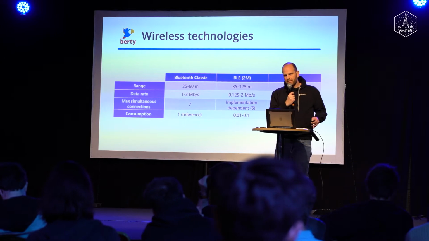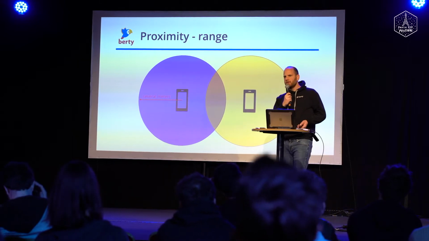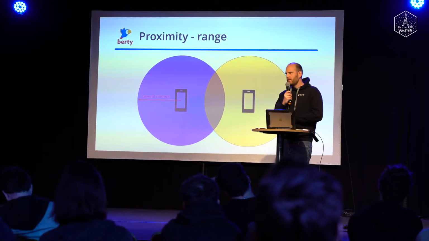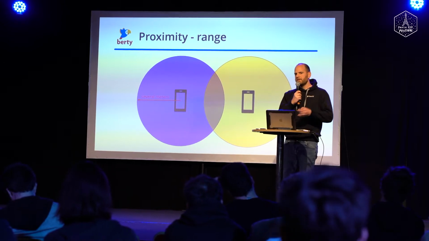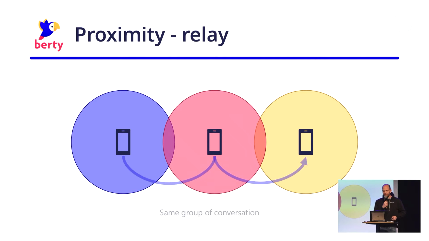So with that data, for us, offline communication can be done when two devices are in a range of several meters to send data. And if these two devices are not in range, but a third device is between them and in range, and if they are in the same conversation group, the pink device can be a relay for them, and the blue device can send messages to the yellow device.